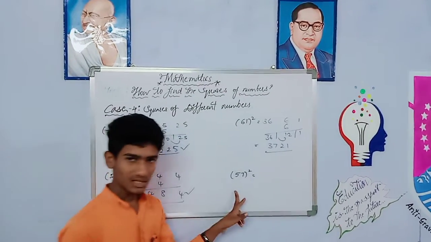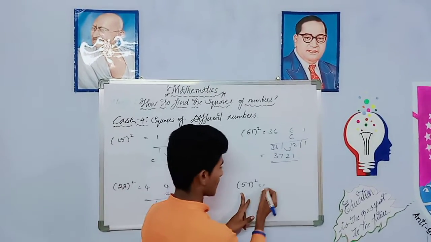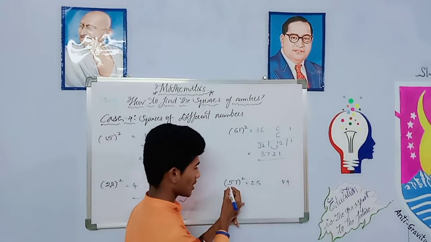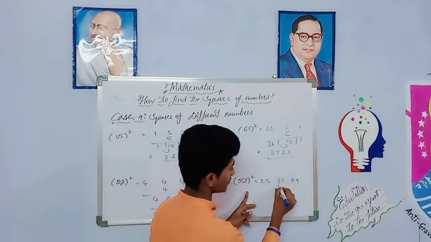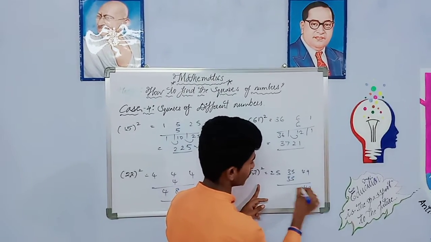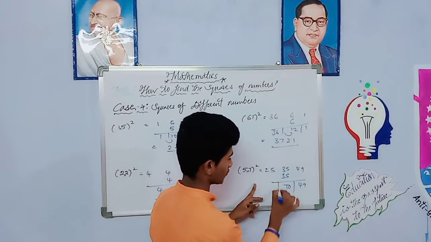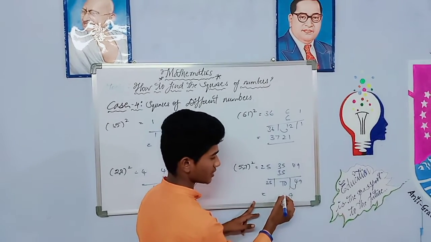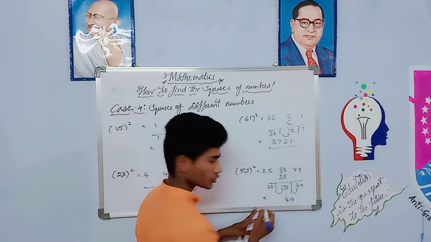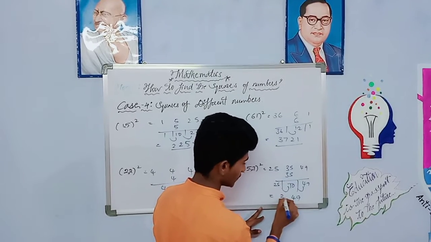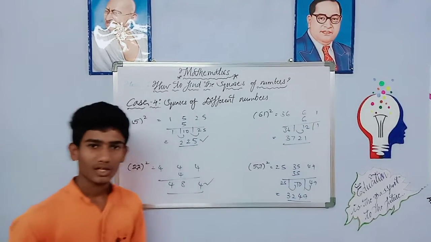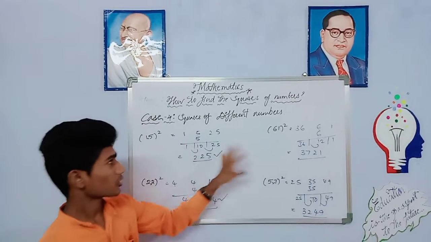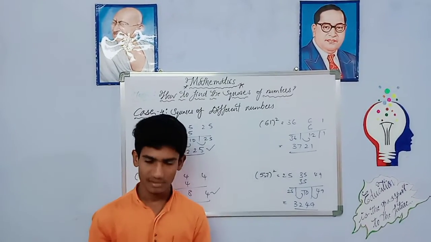Next, 57 squared is there. Different numbers now. 5 squared is 25, 7 squared is 49. Multiply 5 times 7, that is 35. Add the same number in the middle: 35 plus 35 is 70. Next, 25, 70, 49. 4 carries to the left, 74, 7. What will we get? 3249. Okay, I understood. You got it: all three cases also come under the fourth case, different square numbers. We can get the answer.